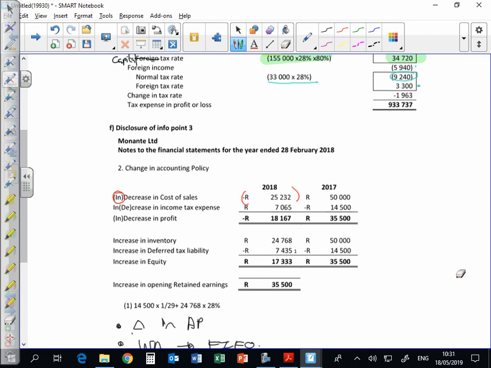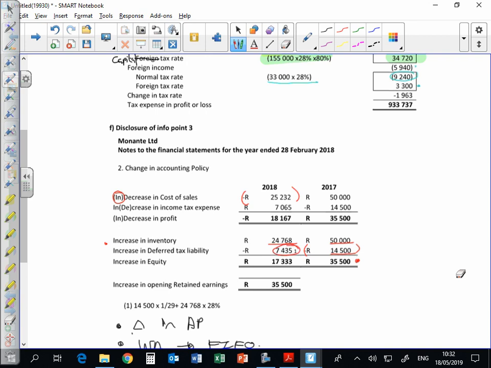In 2017, let's start with the inventory side. We had an increase in inventory of 50,000, and we had an increase in our deferred tax liability of 14,500. This increase in the deferred tax liability has a negative effect on my equity, and that's why I have that in brackets. So the total effect on my equity is 35,500 Rand. Everyone's happy with that. 2018, we had an increase in inventory again of 24,476, and our deferred tax liability, I will get to that calculation right now.